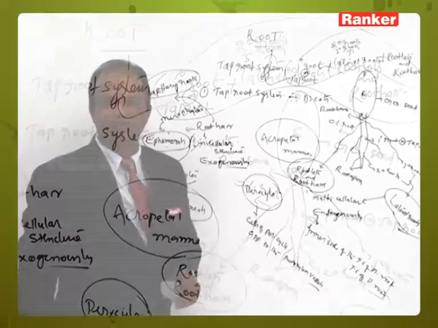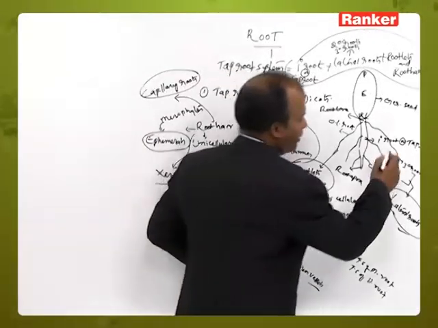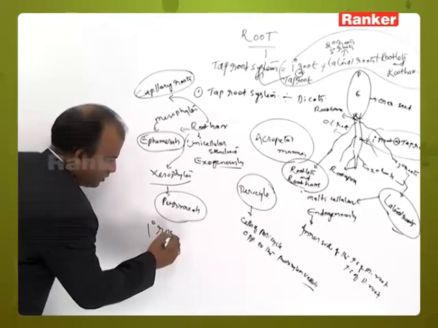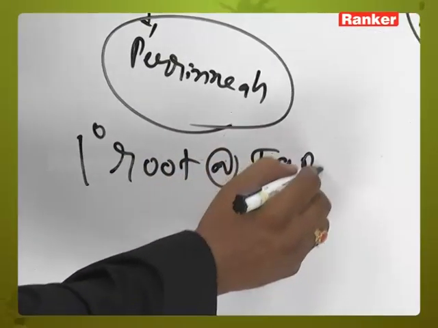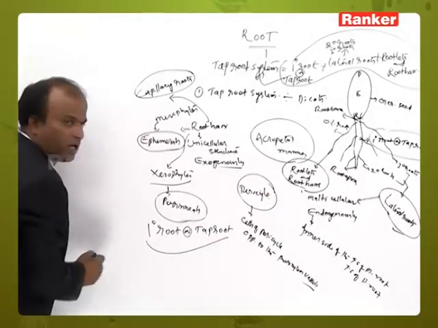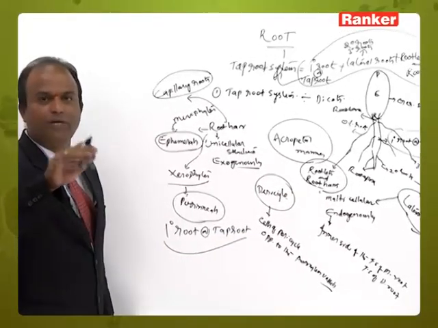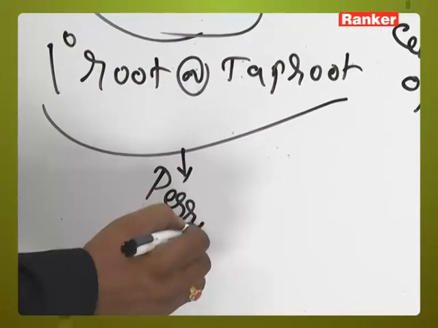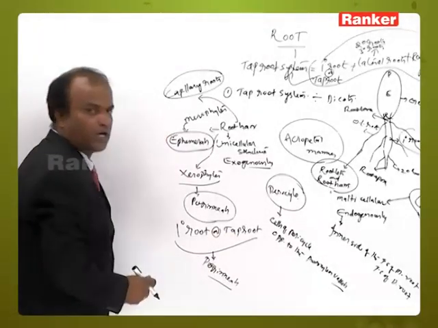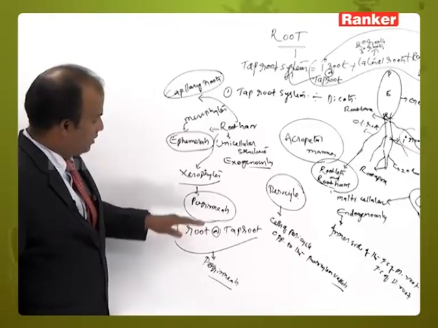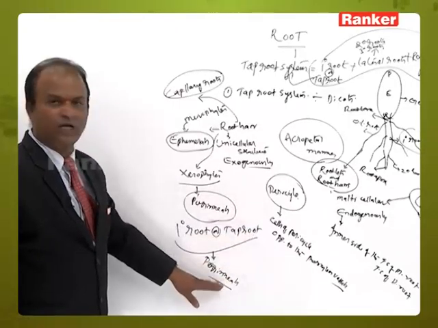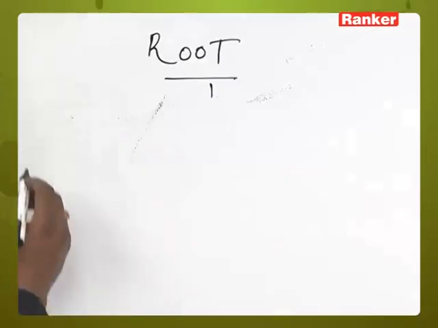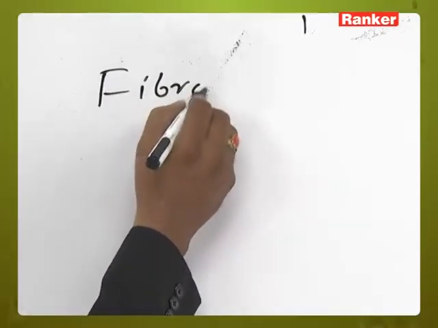In this taproot system, the primary root or taproot, is it ephemeral or perennial? It is perennial. In which plants? In dicot plants, the primary root or taproot is perennial. So this indicates the taproot system. Next we go to fibrous roots.